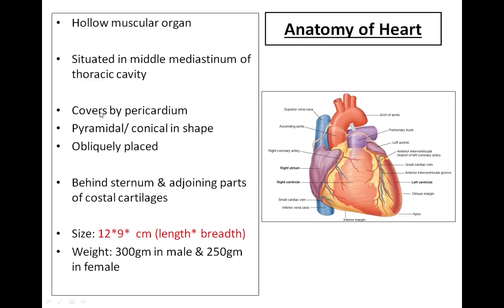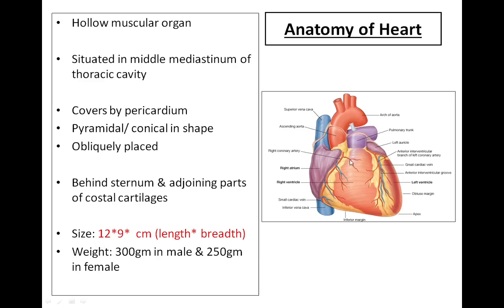It is covered by the pericardium. Shape is pyramidal or conical. Then it is placed obliquely and it lies behind the sternum and the adjoining part of the costal cartilages. So if we remove the sternum as well as the left side costal cartilages, then we will get the heart. Size dimension is around 12 by 9 centimeters.